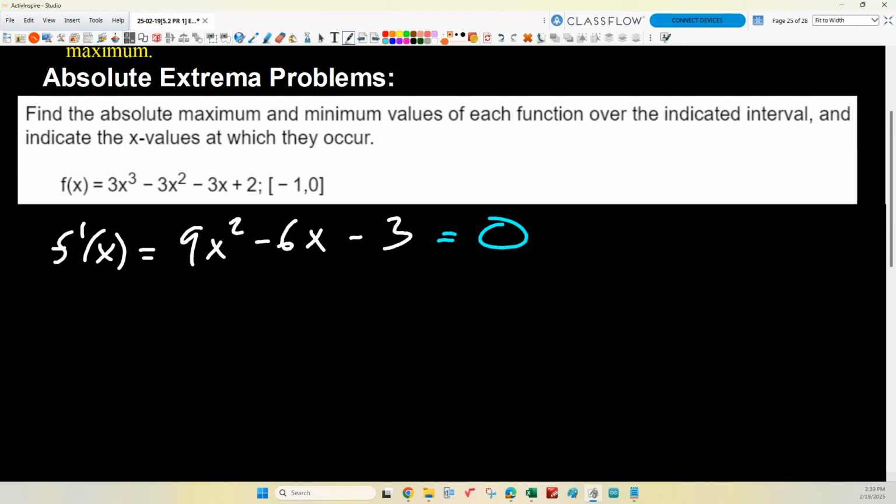Yes, divide everything by 3. Good idea. So we get 3x squared minus 2x minus 1 equals 0. I want you to be efficient about this. Let's find the easiest way to solve this quadratic equation.